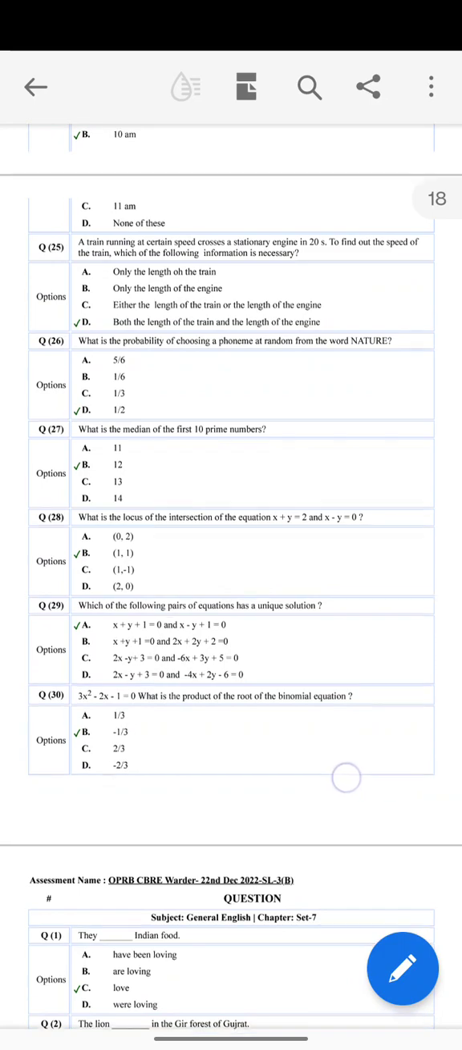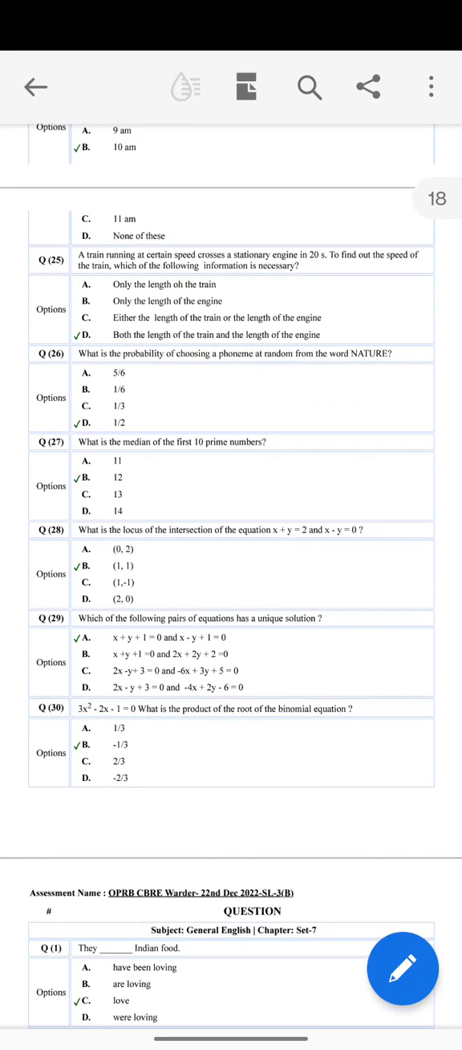And question number 30, 3x² − 2x − 1 = 0. What is the product of the roots of the quadratic equation? So all these are the questions from our numerical ability and reasoning ability subject.